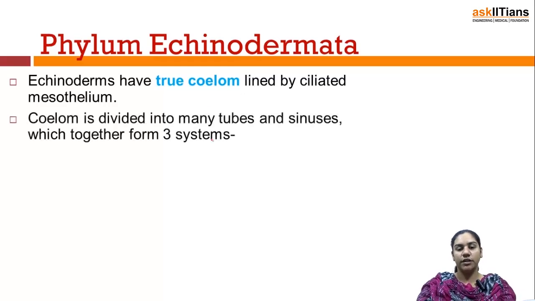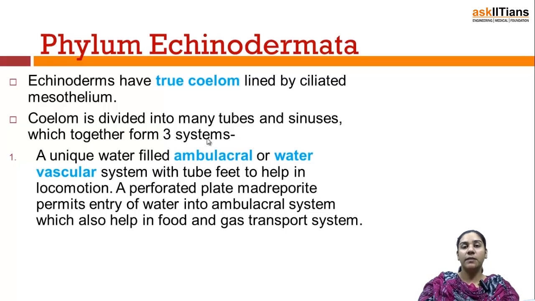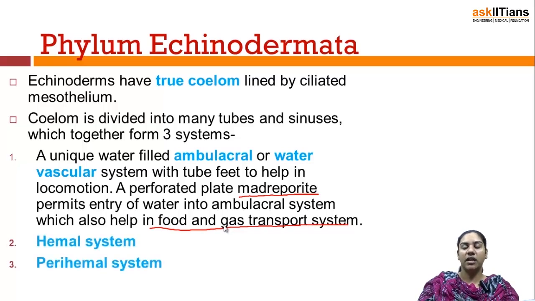The coelom is divided into many tubes and sinuses which together form three systems. The first one is the ambulacral or the water vascular system, and it is a unique water-filled system with tube feet which help in locomotion. A perforated plate known as the madreporite is present in the ambulacral system, which helps in entry of the water into the water vascular system. So this system also helps in the food and the gas transport. The next system is the hemal system, and the last one is the perihemal system.